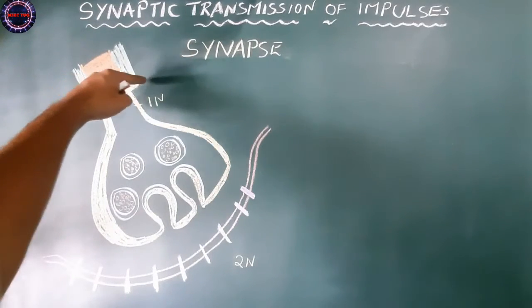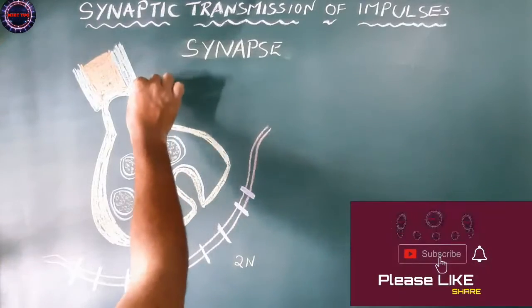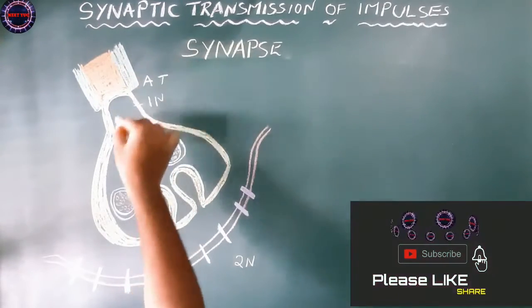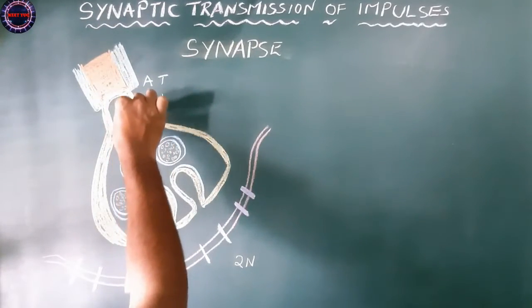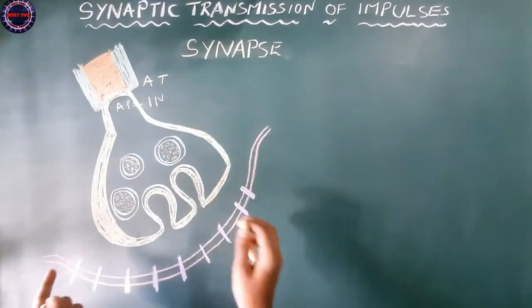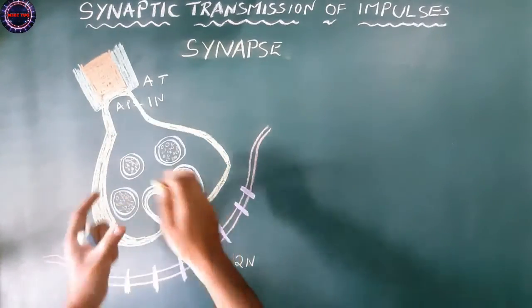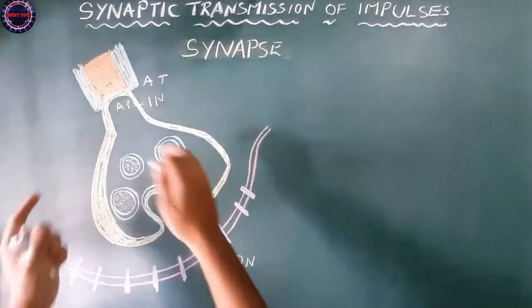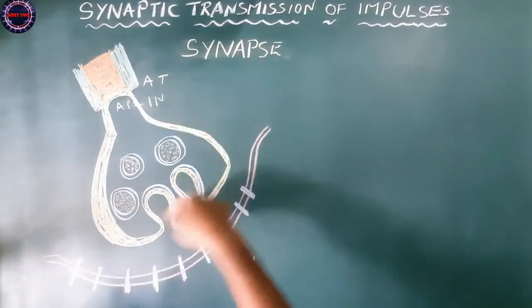What do you call this? This is called the axon terminal. So let me write AT, axon terminal. Now the action potential reaches the synaptic knob. Synaptic knobs are the end of the axon, which contains a bulb-like structure. This is the synaptic knob.